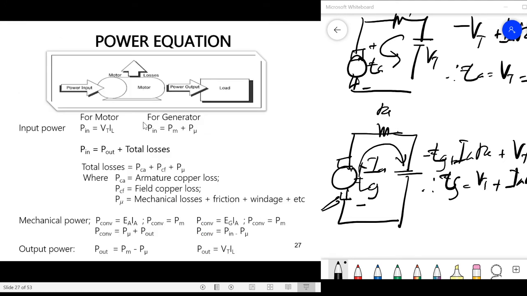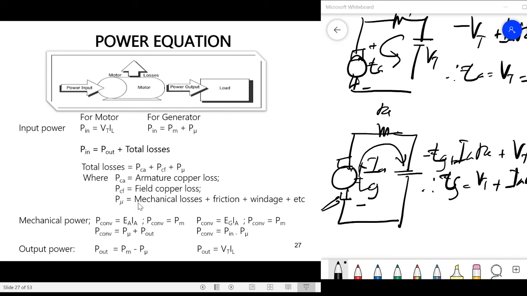Okay. So this is the power equation. So input power VTIL. Untuk generator, P input adalah PM campur P miscellaneous. P input is equals to P output plus P total losses. Total loss adalah armature copper loss campur field copper loss campur P miscellaneous. Okay. So this is mechanical power. P converted ni adalah P mechanical, the same name lah ya.